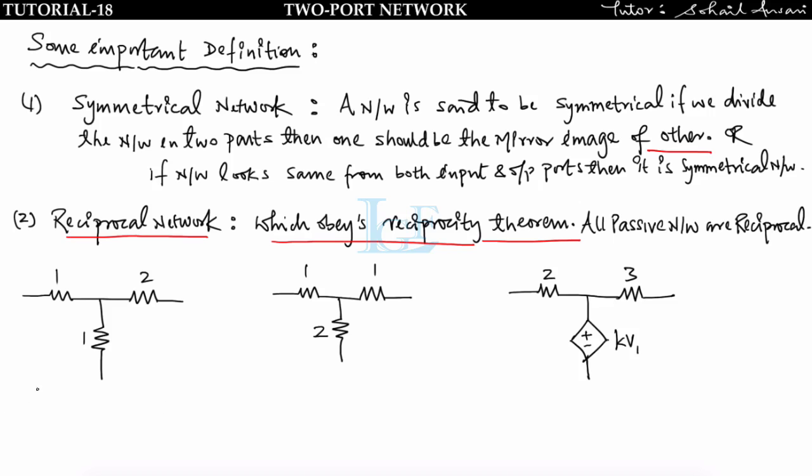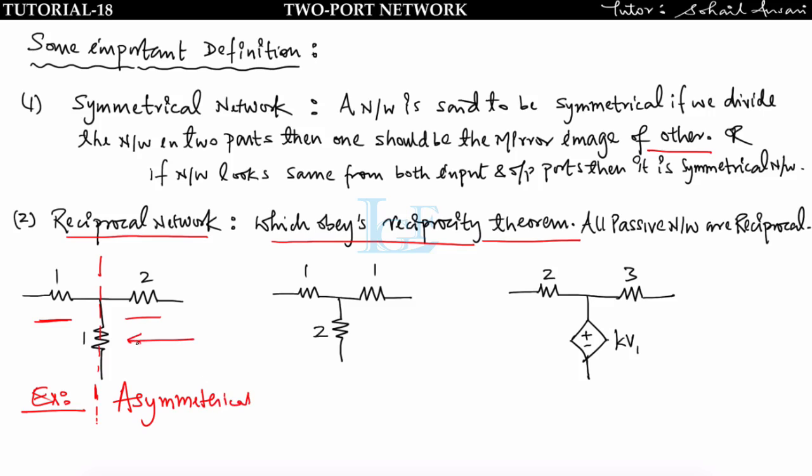Let us take one example. Let us take this network and find whether it is symmetrical or reciprocal. For symmetrical, if we divide this network into two parts, then one should be the mirror image of the other. Let us say I divide this network from here, then I am not getting a mirror image after dividing. This means it is asymmetrical.